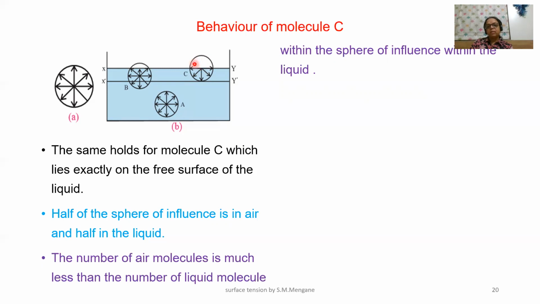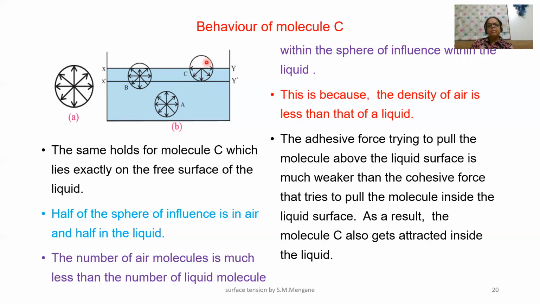Even if the portion on either side of the diameter is the same, the density of air molecules is small, and hence the number of air molecules in the upper part is small as compared to the number of liquid molecules. Therefore, the force exerted by these liquid molecules, which is no doubt a strong force as it is a cohesive force, and also the density is greater. The force exerted by these air molecules is small, and hence molecule C also gets attracted inside the liquid.